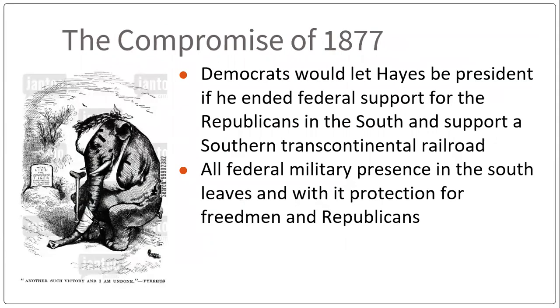All right. So we're going to see the Compromise of 1877. Democrats would let Hayes be president if he ended the federal support for Republicans in the South and supported a Southern Transcontinental Railroad. So all federal military presence in the South is going to be pulled out, and with it the protection for the freed slaves and the Republicans that are in the South. So now it's going to be open game for persecution against Southern African Americans and Republicans, no matter their race. And it will not be a great situation.